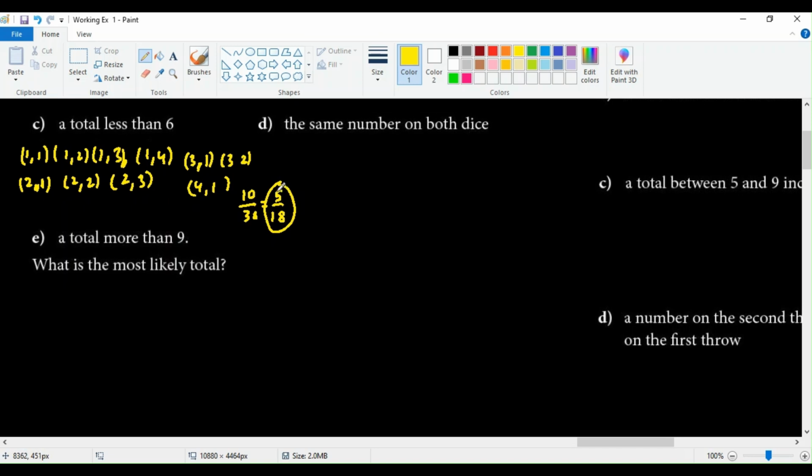Next comes the same number on both. So it's going to be 1 1, 2 2, 3 3, 4 4, 5 5, and 6 6. So total is 6 possibilities out of 36. Once we simplify, this gives us 1 over 6.